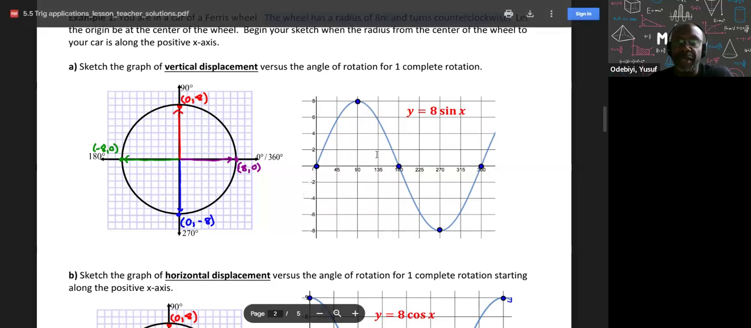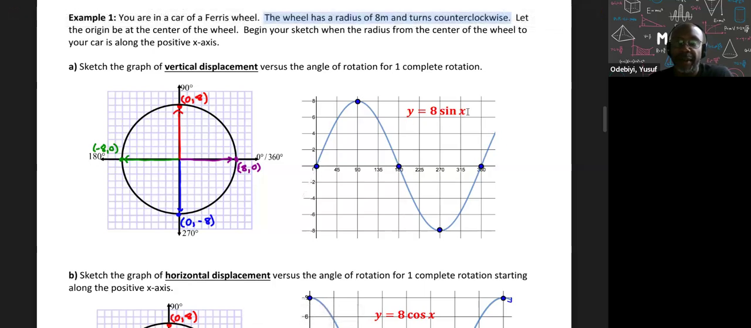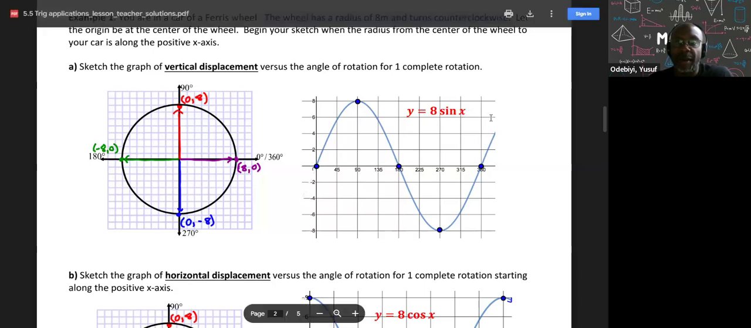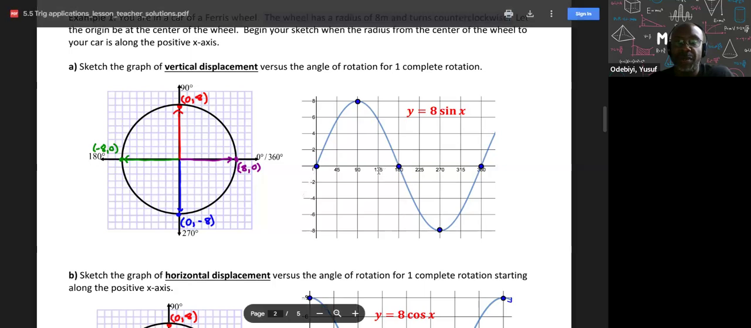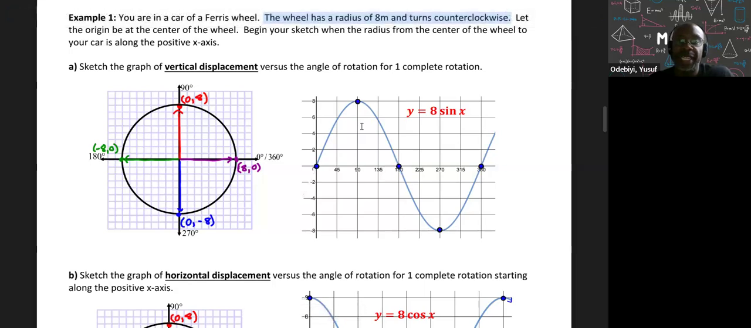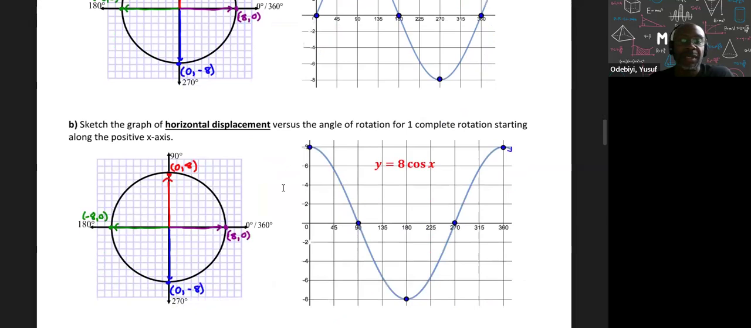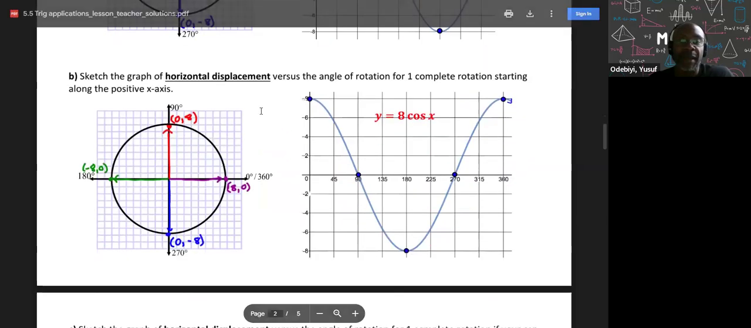There's no shift in x or in y, moving it up and down, but my a is now 8 because that's my amplitude. From here to here, my max height is 8, my min height is -8. If I get the difference between the two and divide that by 2, my amplitude is 8. Similarly, this would be your graph for your cosine.